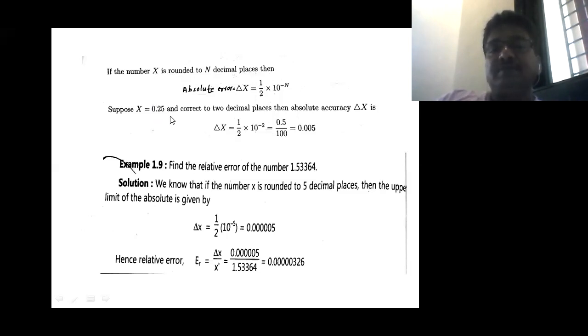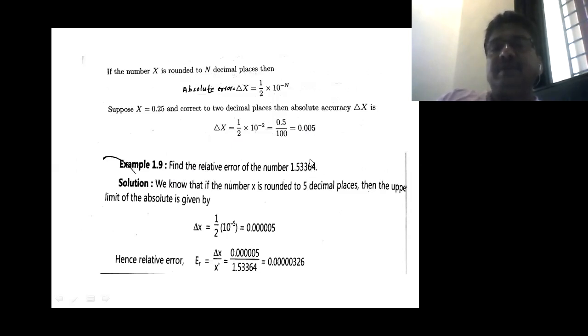That means this number is rounded to 2 decimal places, and therefore the absolute error or absolute accuracy delta x is what? 1/2 into 10 raised to minus 2. 1/2 means 0.5, into 10 raised to minus 2 means divide by 100, that is 0.005. So if the number is rounded to 2 decimal places, then the upper limit of the absolute error is 0.005.